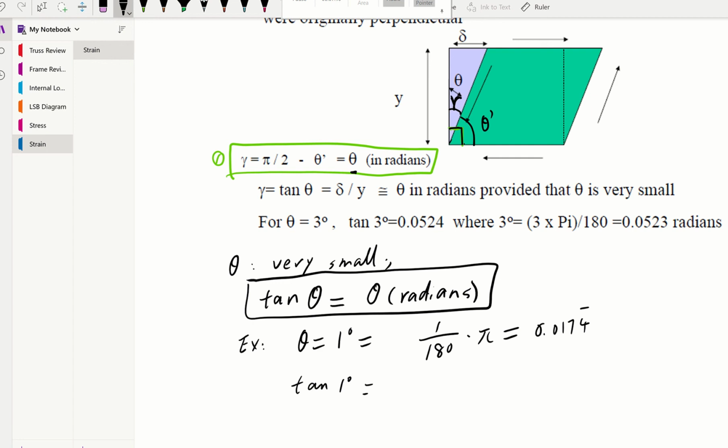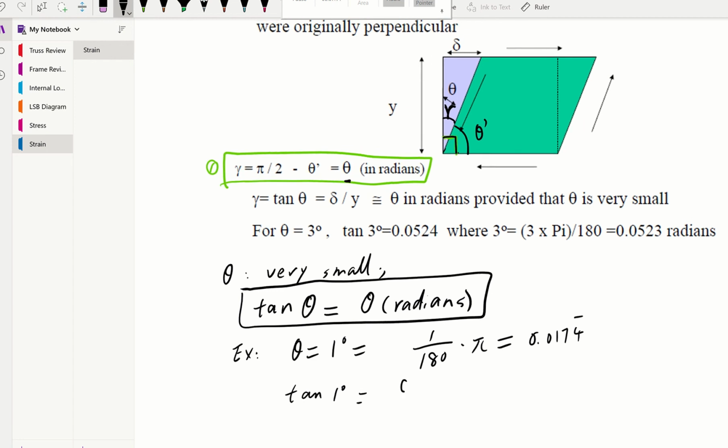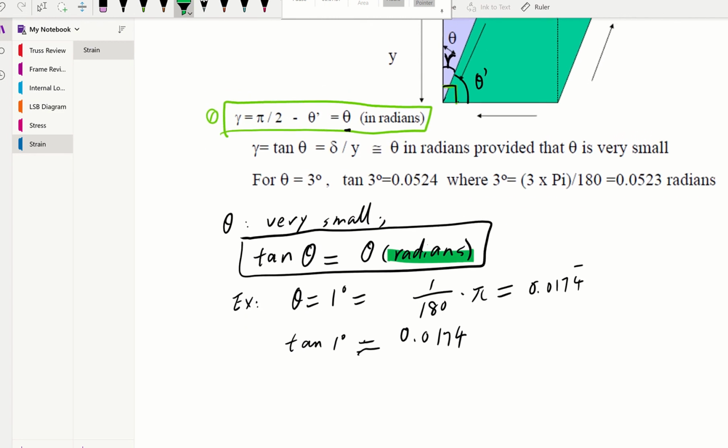Now let's look at the tangent of 1 degree. You can put it in your calculator. That also gives us the answer of 0.0174. So here you see something. If the angle is so small, the tangent of this angle is going to be equal to the angle itself, but the angle has to be expressed in radians.